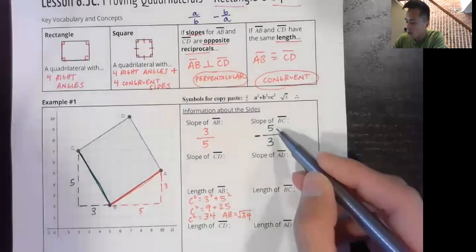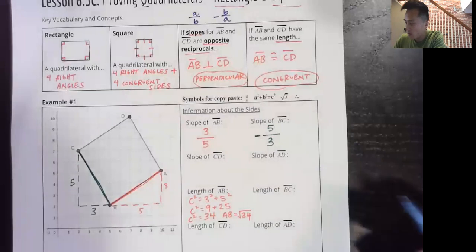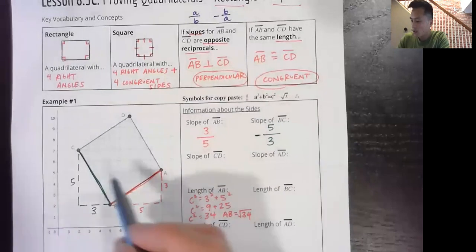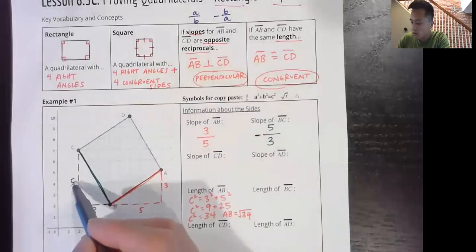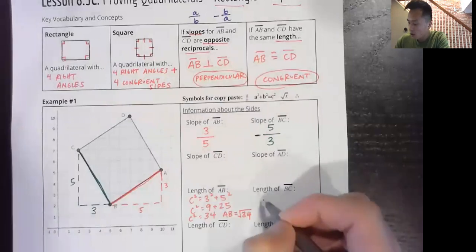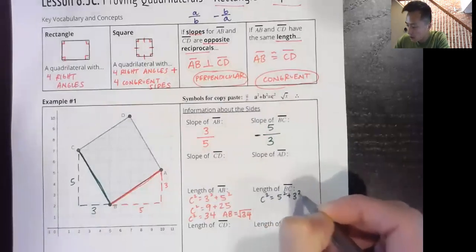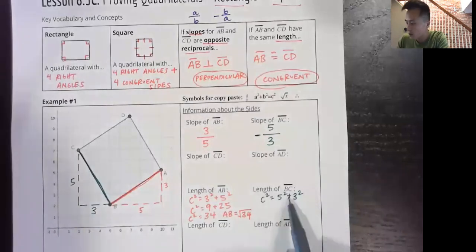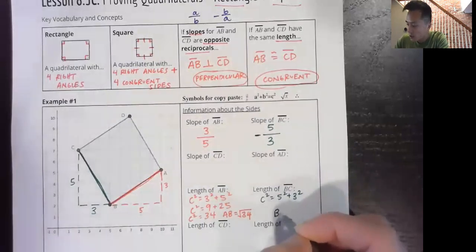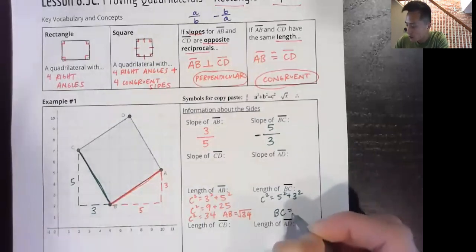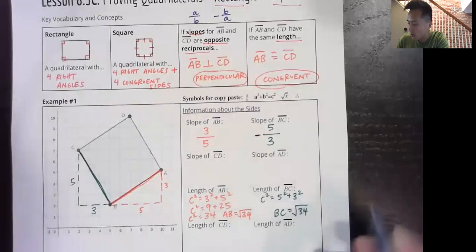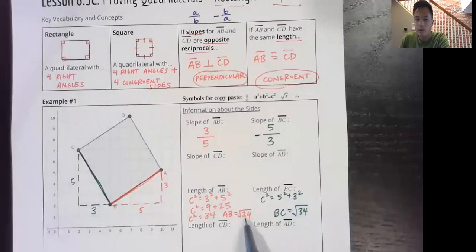Okay, now let's jump down to the length of BC. Well, it's a slope triangle with 5 and 3. So I can say c squared is equal to 5 squared plus 3 squared. Notice that's the same equation that I just did here, so I don't need to show all of the steps. I can just jump to the end and say that the length of BC is equal to the square root of 34, because I've shown all the work for that right here on the left already.